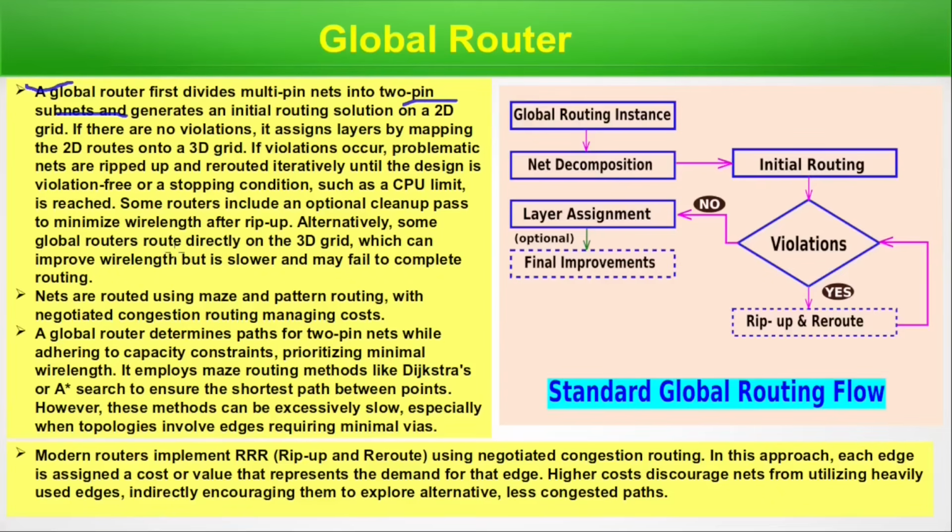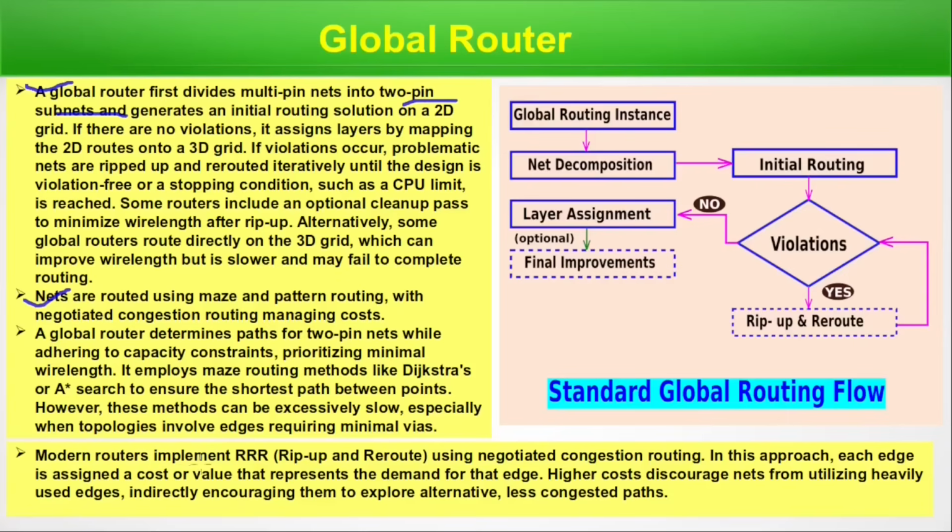Alternatively, some global routers route directly on a 3D grid, which can improve wire length but is slower and may fail to complete routing. So nets are routed using maze and pattern routing with negotiated congestion routing, managing cost. The global router determines paths for 2-pin nets while adhering to capacity constraints, prioritizing minimal wire length. It employs maze routing methods like Dijkstra or A* search to ensure the shortest path between points. However, these methods can be excessively slow, especially when topologies involve edges requiring minimal vias.